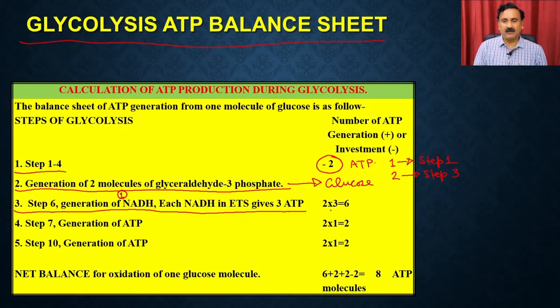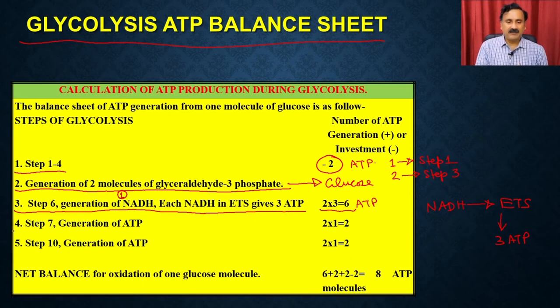glucose molecule. And each NADH, when it goes to the electron transport chain, is going to give you 3 ATP. That's why the number of ATP that is going to be produced is 6, right?